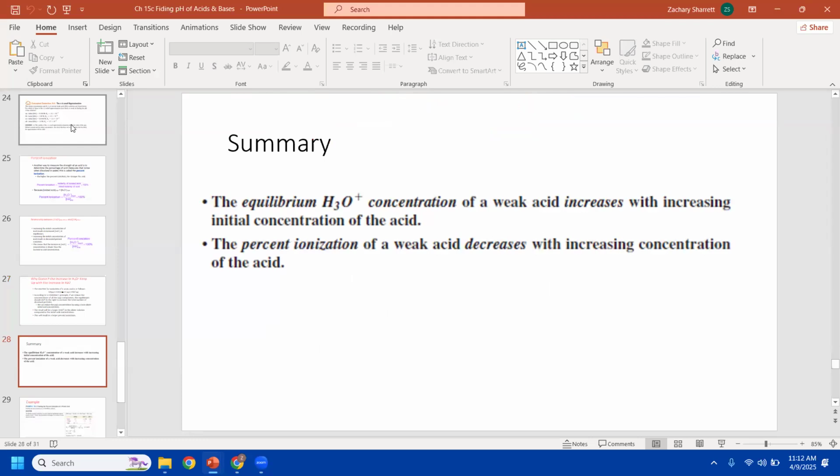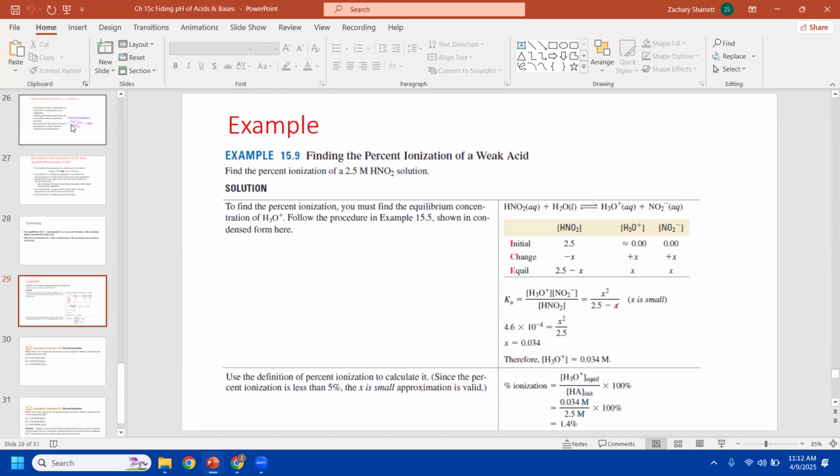So the equilibrium concentration of a weak acid increases with increasing initial concentration of the acid, therefore the percent ionization of a weak acid decreases with increasing concentration of the acid. So let's go ahead and look at a problem like this, okay? Let's find the percent ionization of a 2.5 molar HNO2 solution. For this problem, if this was on the quiz and I said find the pH of this acid, you would still do this thing. So don't think, oh, this isn't going to help me on the quiz. This will for sure help us on the quiz, okay?